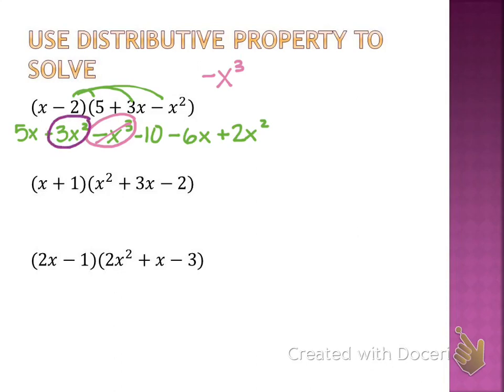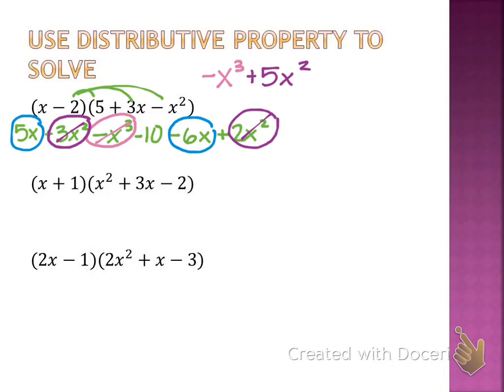So I have a 3x squared here and a 2x squared. These are like terms, so I add them together. 3 plus 2 is 5, and I keep the like term, which is x squared. And I like to cross these out once I'm done with them, just so I know that I've taken care of it. Okay, let's look for the next one, which is 5x and negative 6x.